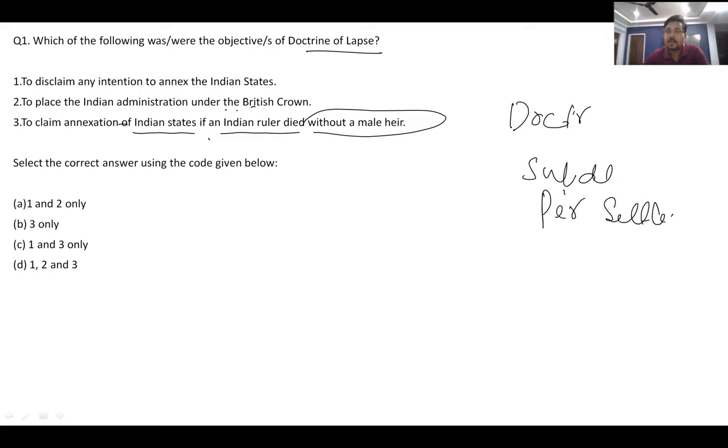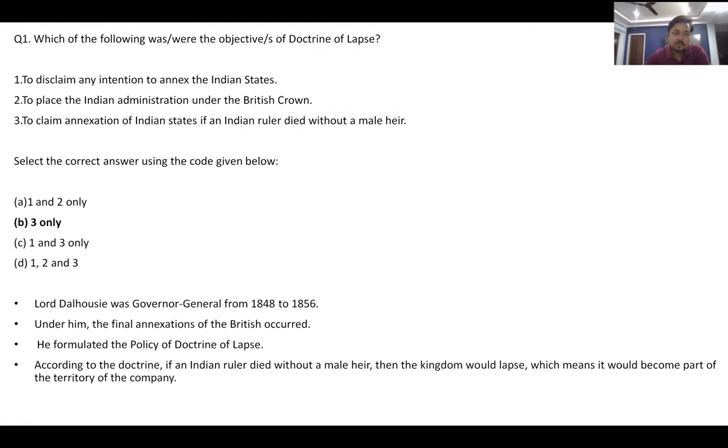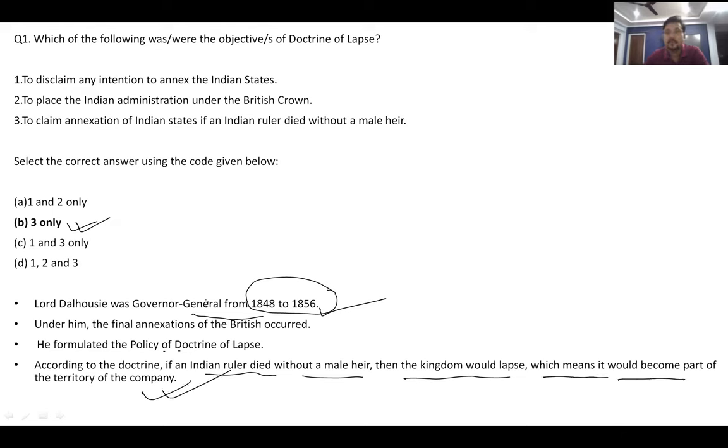You should read these topics well, not only for the preliminary examination but for the mains examination also. So here, the answer 3 is correct. Lord Dalhousie was the Governor General of India from 1848 to 1856, and the doctrine of lapse came into force. According to the doctrine, if an Indian ruler died without a male heir, then his kingdom would lapse, which means it would become a part of the territory of the British Company. So it is a discriminatory system.